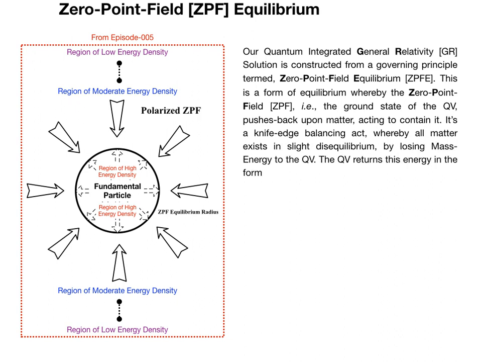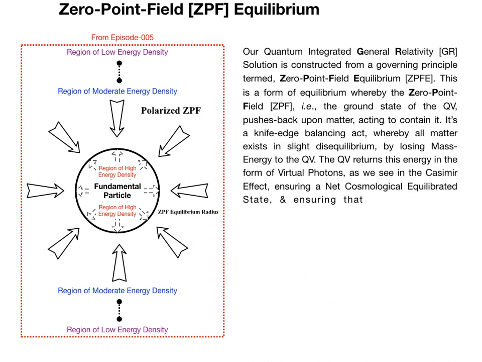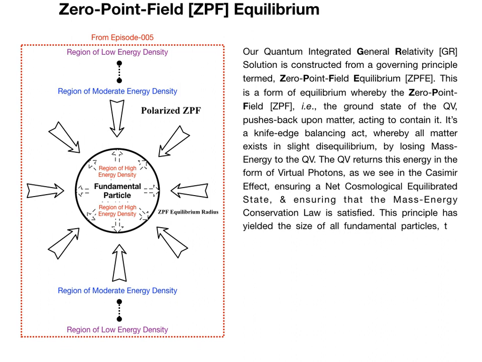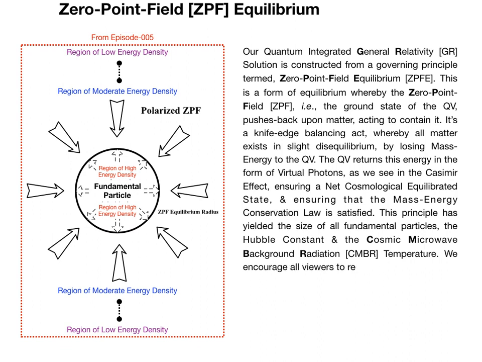The quantum vacuum returns this energy in the form of virtual photons, as we see in the Casimir effect, ensuring a net cosmological equilibrated state, and ensuring that the mass-energy conservation law is satisfied. This principle has yielded the size of all fundamental particles, the Hubble constant and the cosmic microwave background radiation temperature. We encourage our viewers to review episodes 1 to 13. Let's now summarize what we have learned.